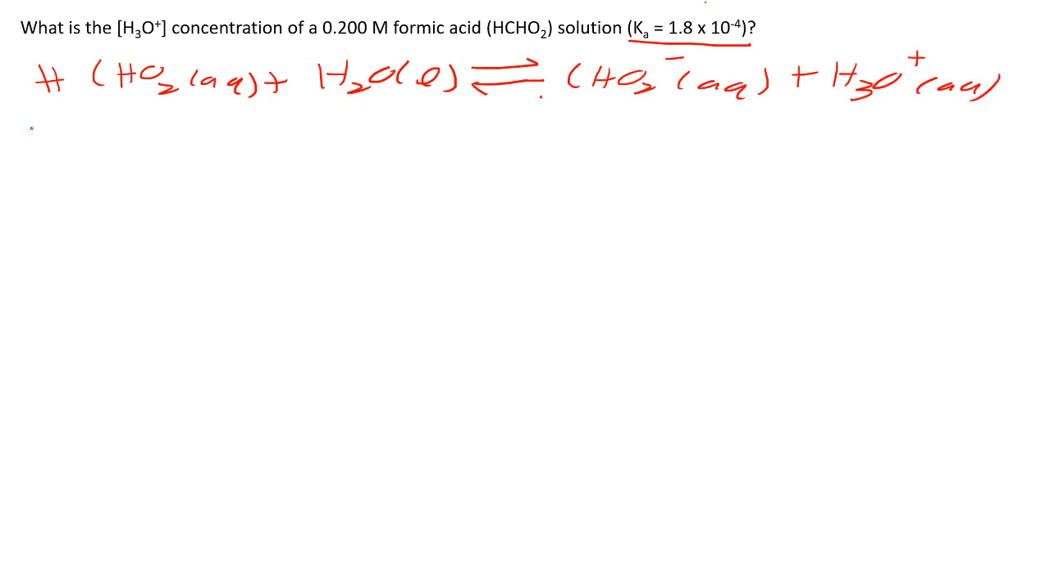So here, we're going to do our ice table. Initially, we have 0.200 molar. We're not going to worry about the water. It's a liquid. It's not part of the equilibrium constant. We're going to have no formate ion at the start, and we're going to have approximately no hydroxide.